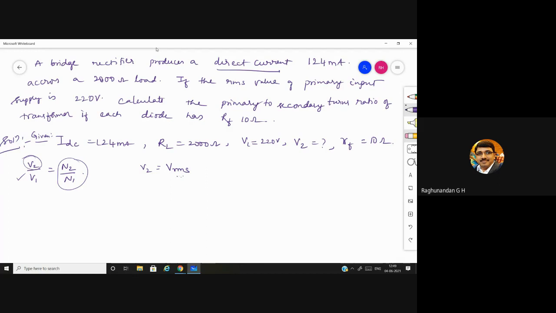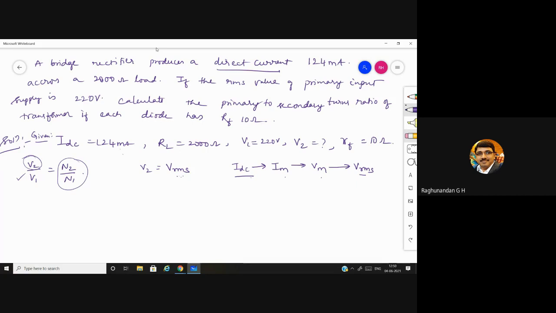So now everything we have to do reverse engineering. From IDC, find out IM. From IM you find out VM. From VM you find out VRMS. This is the method you need to follow. In all other cases, they used to give VRMS. From VRMS we used to find VM, and from that IM, and IDC. But here the final answer they have given. Now we have to trace it back.